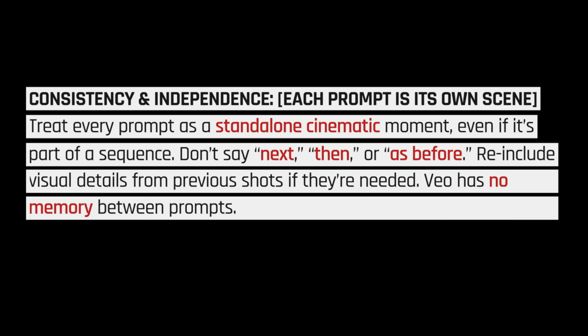Don't say "next," "then," or "as before." Re-include visual details from previous shots if they're needed. VO has no memory between prompts. Each one is like a new scene in a short film. So if you say, "Then he walks into the forest," VO doesn't know who he is. You've lost the story, the visuals, and the emotional arc.